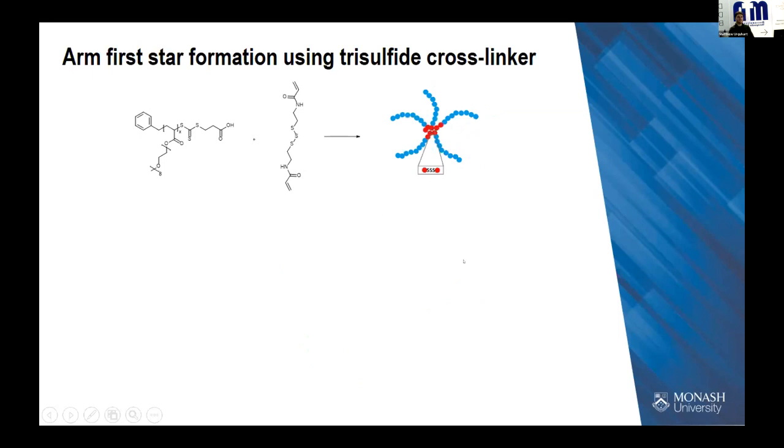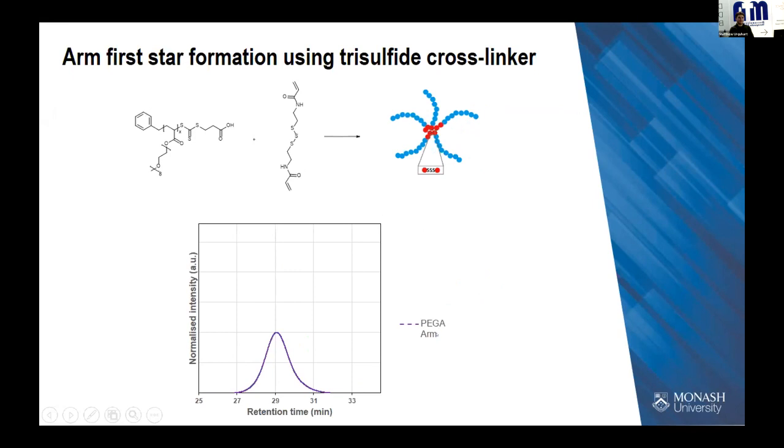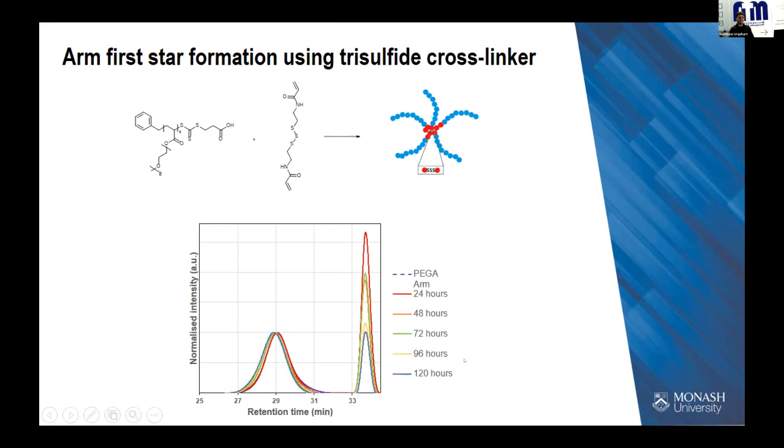So we thought we'd take the same approach with the trisulfide cross-linker. Again, starting with our PEGA arm, after 24 hours of reaction, however, we only see a very slight increase in the molecular weight of the arm, no star formed, and a significant amount of cross-linker still present. Taking this reaction out all the way to 120 hours, even after the addition of more aliquots of initiator, we see that we've still got some cross-linker present, although it has reduced, and only a minor increase in the molecular weight of the arm and no star forming.